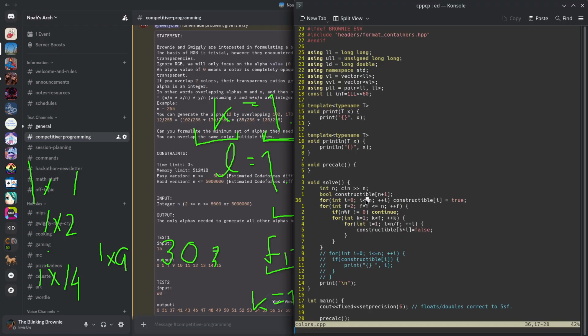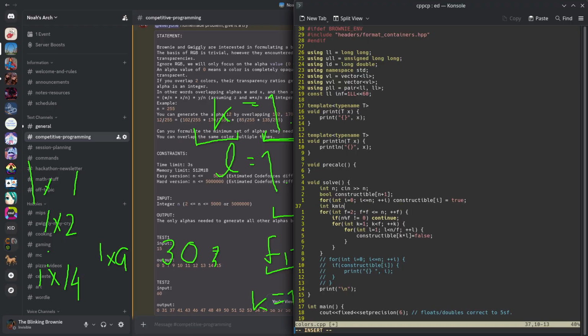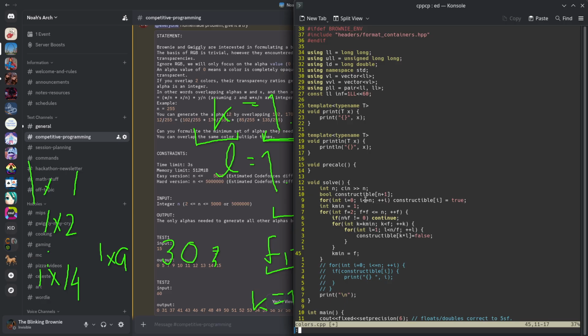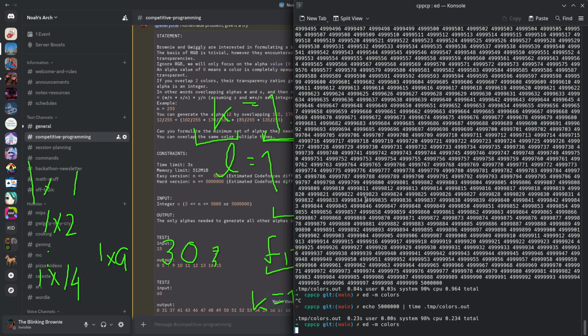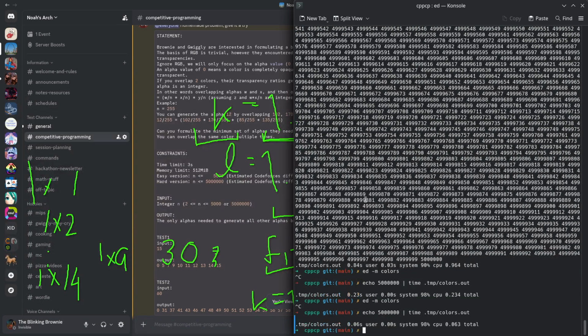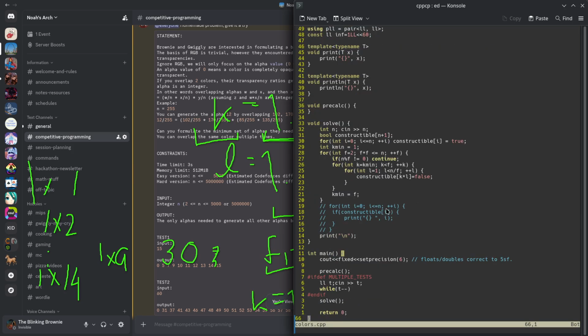So let's write that as k-min. k-min is equal to 1. Start from k-min, and then k-min is equal to f. That's really it. And if we do that and then time it, now it goes from 0.2 seconds to 0.06 seconds. Of course it's not that much faster actually, because the output is now what takes the most amount of time.